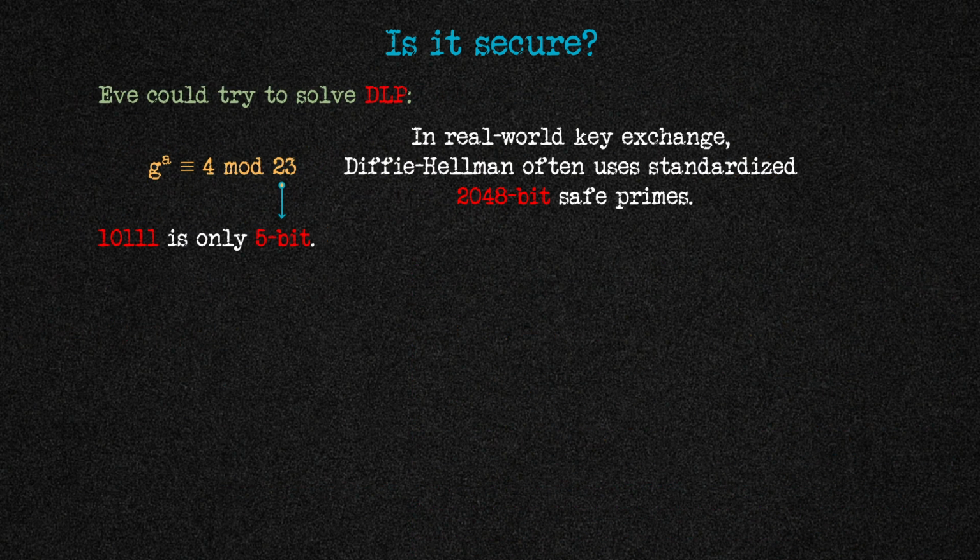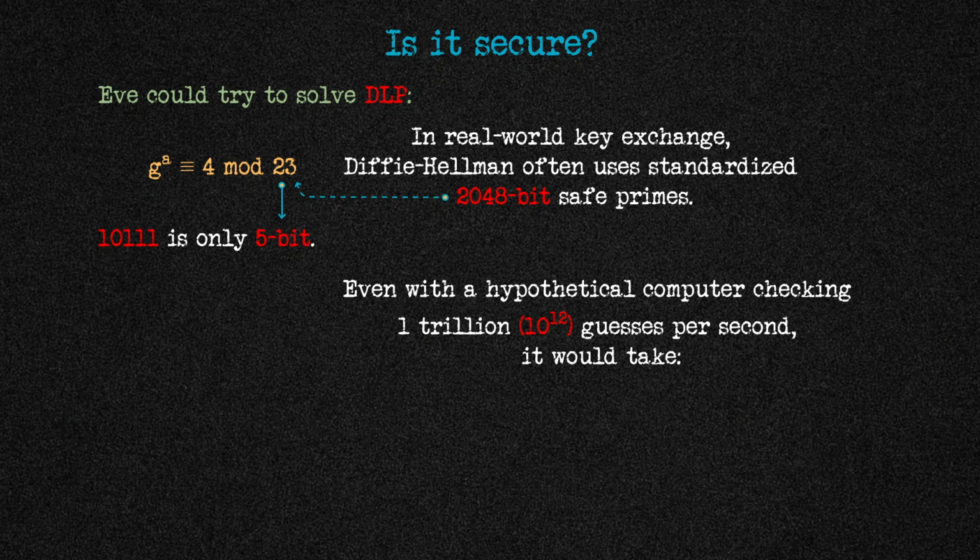In real-world key exchange, Diffie-Hellman often uses a standardized 2048-bit prime. The number of possible values would become astronomically large, rendering a brute force attack infeasible. Even with a hypothetical computer checking 1 trillion guesses per second, it would take over 10 to the power of 600 years to break it.